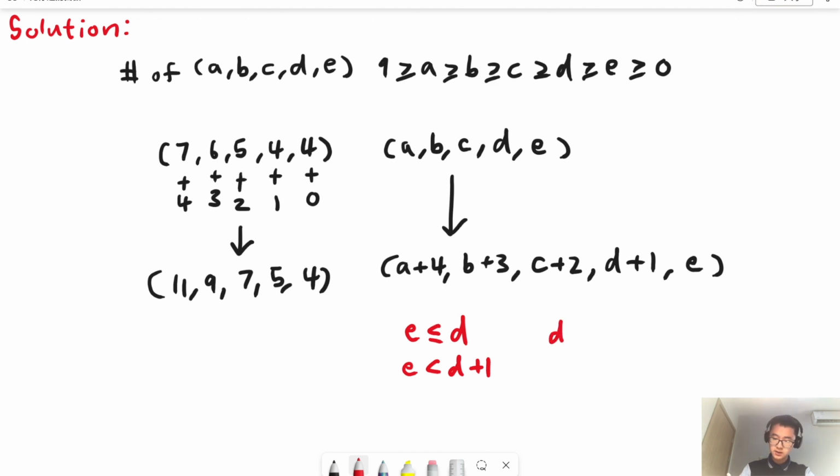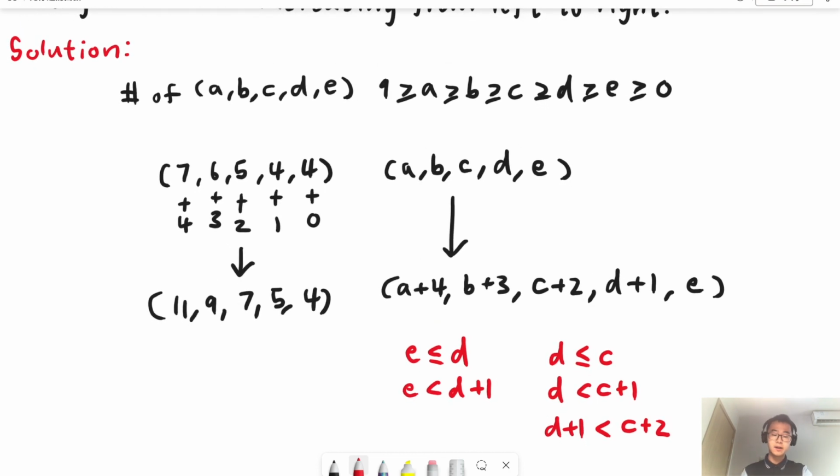Similarly, D is less than or equal to C, so D is less than C plus 1. This implies D plus 1 is less than C plus 2, so D plus 1 and C plus 2 are also distinct. The same holds for C plus 2 and B plus 3. They're distinct, and so are B plus 3 and A plus 4. The 5 numbers here are all distinct. So yeah, looks like this transformation solves the problem of the original digits being undistinct.